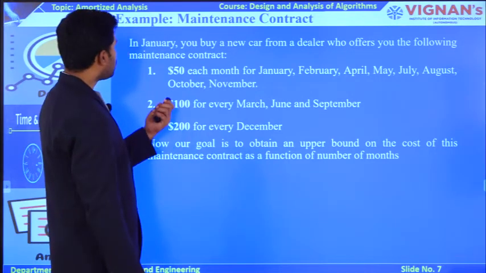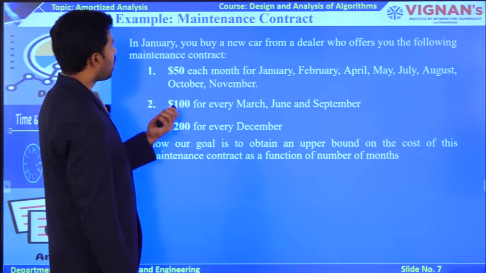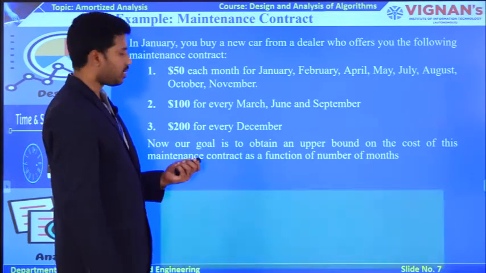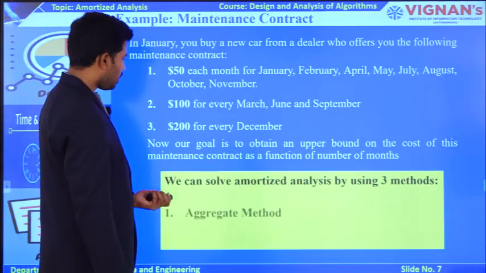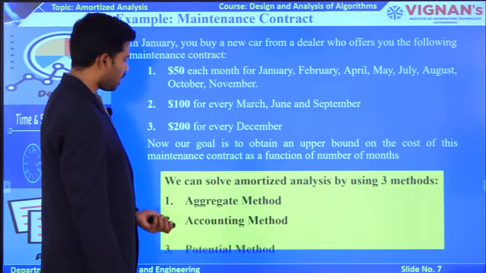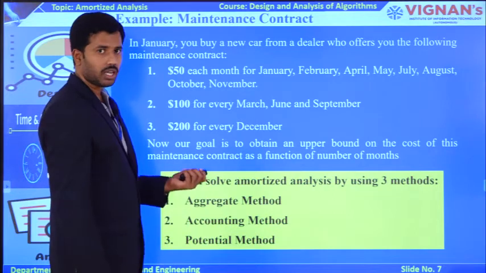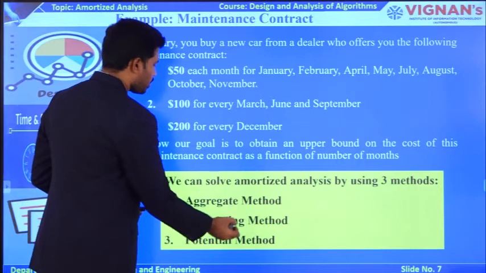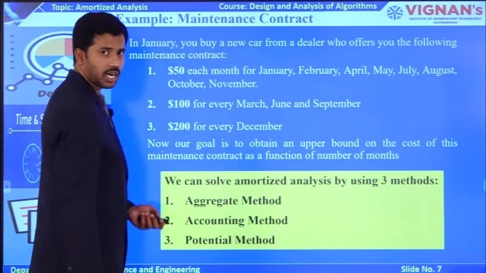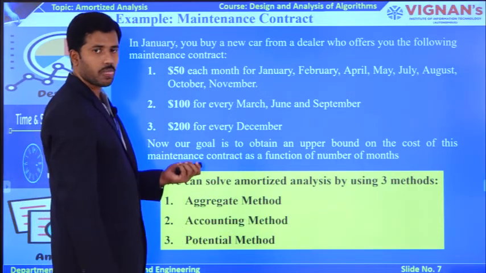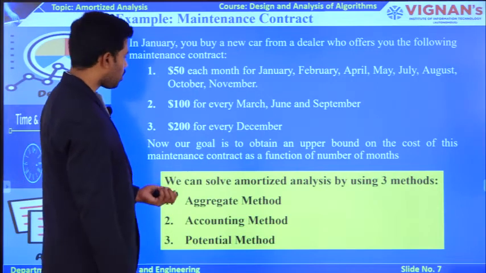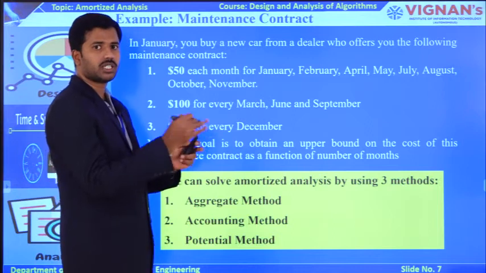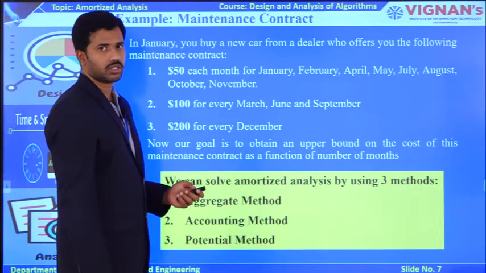Now try to apply this maintenance contract to amortized analysis using these three methods: the aggregate method, the accounting method, as well as the potential method. As I said previously, the aggregate method is very, very important. If you understand the aggregate method, it is definitely easy to understand accounting as well as potential. Now we will focus on how to apply the aggregate method on this example to convert these worst cases into an amortized cost.